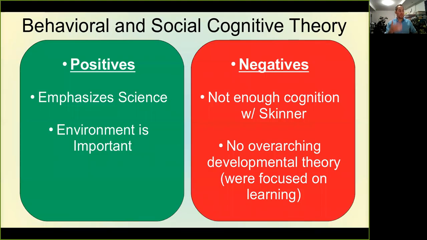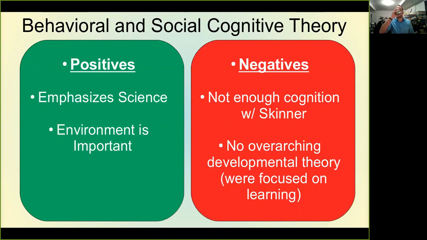So some positives of these behavioral and socio-cognitive theories are that they emphasize science. There was a lot of scientific research, experiments, things like that, and the realization that the environment was very important, which then more recently turned into, well, a realization that so many contexts are important as well.